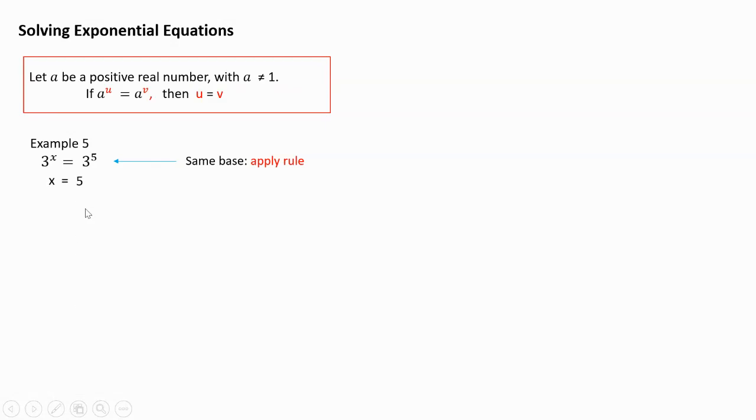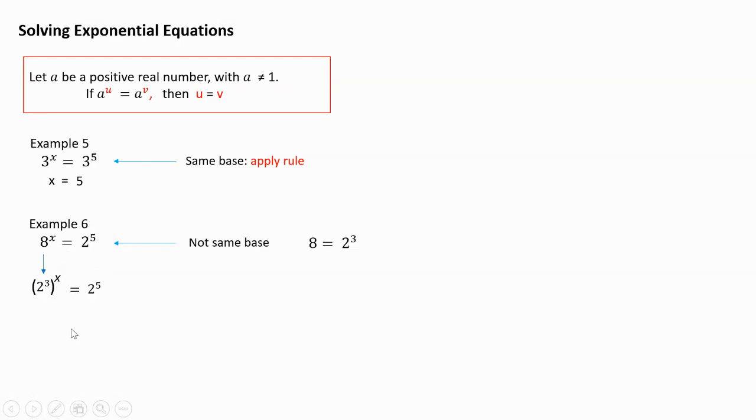But not every time it's going to be so simple. For example, example 6. You have 8 to the x equals 2 to the 5th power. Now do they have the same base? No, they don't. So you cannot apply the rule yet. You have to make them the same base. So by knowing the cube roots, 8 is equal to 2 cubed. So I'm going to convert 8 into 2 cubed because I want to make the same base. I'm going to replace 8 with 2 to the 3rd power, bring down the x as the exponent, equals 2 to the 5th, right?